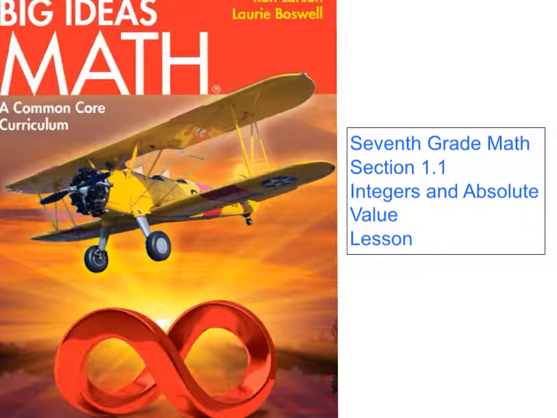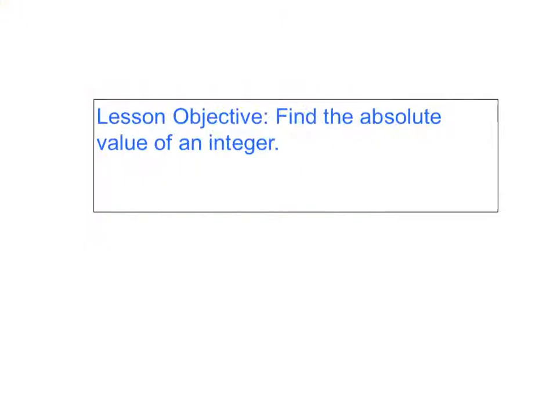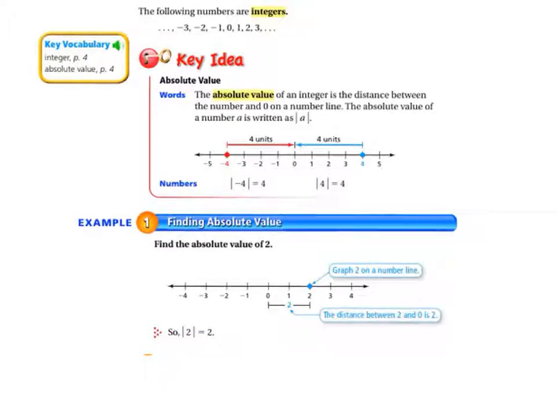Pause while you write section 1.1 lesson in your math notebook. Pause again while you write today's lesson objective in your math notebook. Today's lesson objective is to find the absolute value of an integer. Today we'll be starting on page 4 in your math textbook. Be sure you pause and take notes whenever you need to write down anything important.